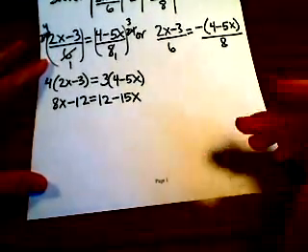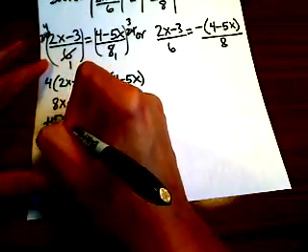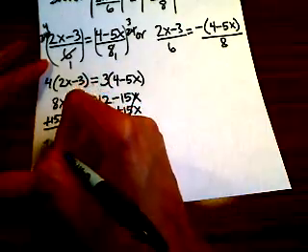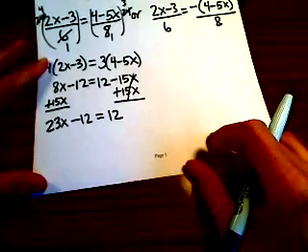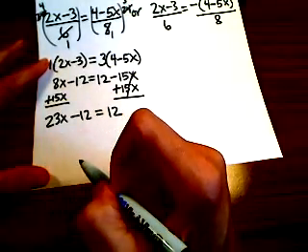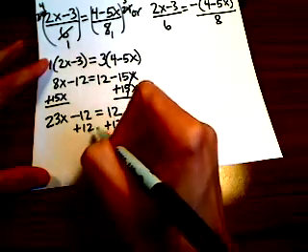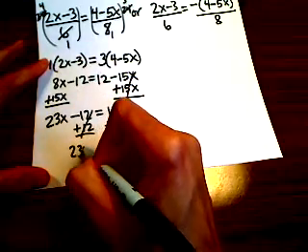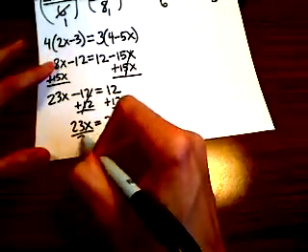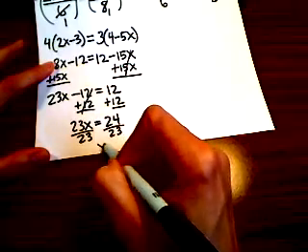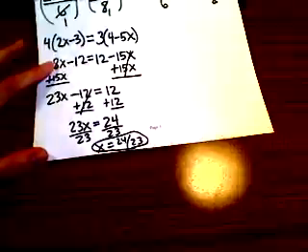We want to get our x's together because that's what we're solving for. So I'm going to add the 15x to both sides. So we have 23x minus 12 equal to 12. And now we want to isolate our x terms. Let's take this 12 and move it over. We're going to have to do that by addition. So we have 23x is equal to 24. And then last step here, divide by 23. So x equals 24 over 23 is one of our solutions.